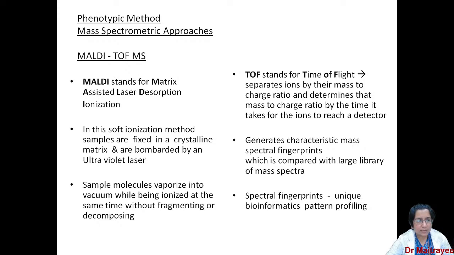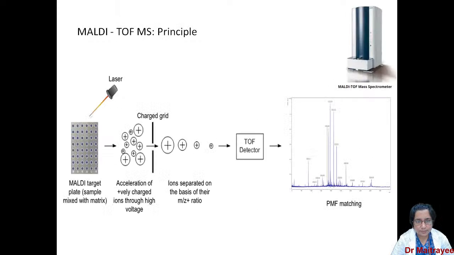So the time of flight separates ions by their mass to charge ratio and determines that ratio by the time it takes for the ions to reach a detector. And this generates characteristic mass spectral fingerprints, which are then compared with a large library of mass spectra. Spectral fingerprints form unique bioinformatics pattern profiling, which has to be referred to in order to understand the resistance, the molecular change in structure which results in resistance. So this is a diagram showing the principle of MALDI-TOF-MS.